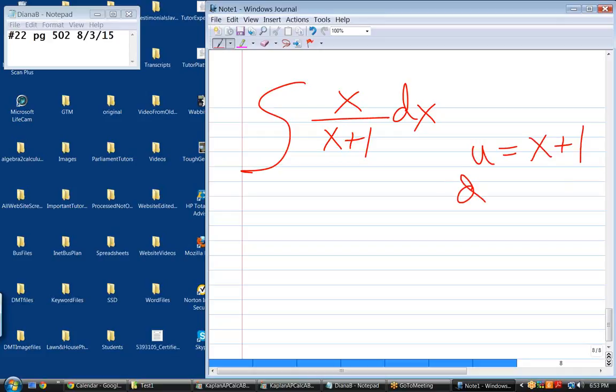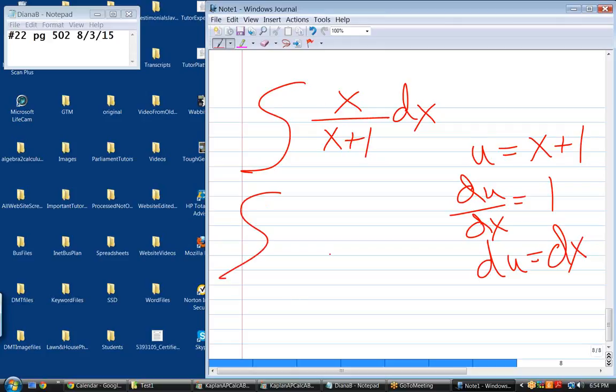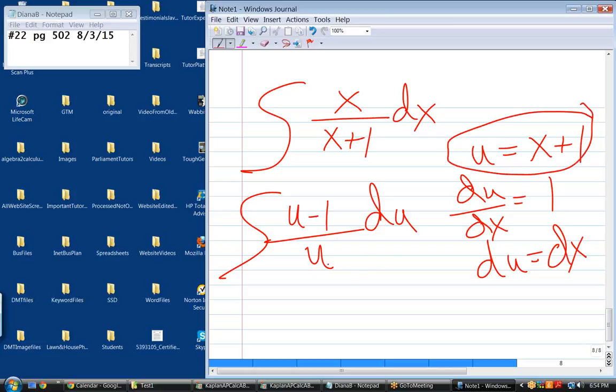What's du dx? 1. Which means du is equal to dx. Now let's go ahead and substitute everything up here. Well, if u equals x plus 1, then x equals u minus 1. Right? That's the numerator. The denominator is u, and dx is du. So by just using this substitution, I've turned it into an integral in u.